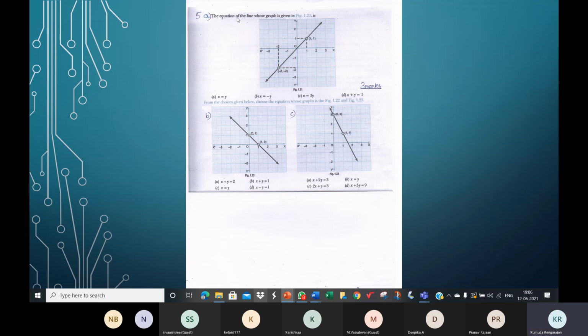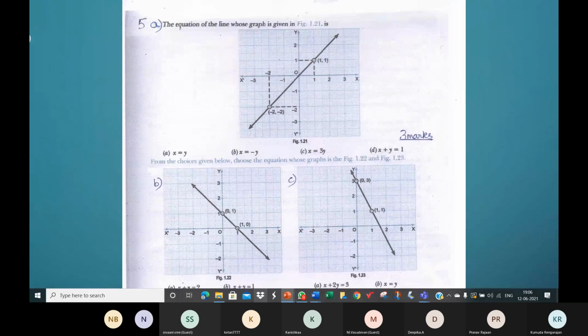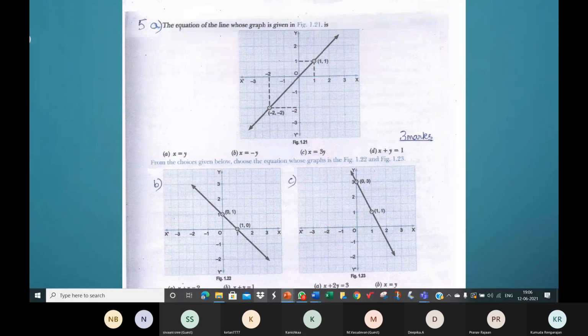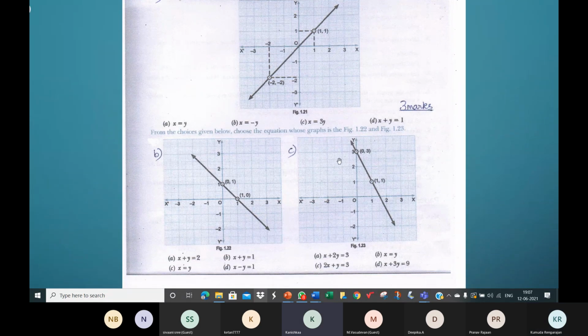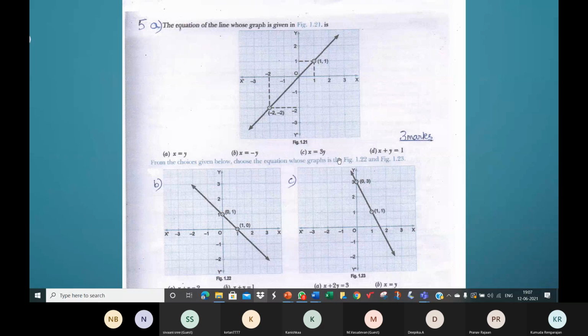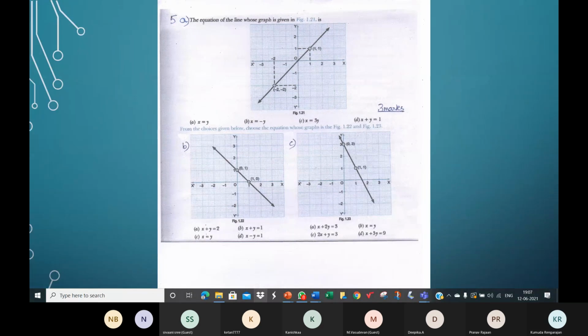Yes, answer these questions. The equation of the line whose graph is given in figure 1 is. Ma'am, answer option A, ma'am. Option A, x is equal to y, because -2, -2, 0, 0, 1, 1. Correct.